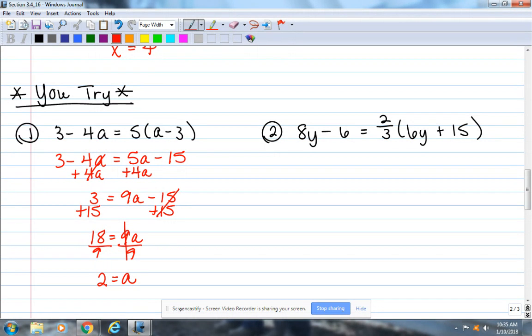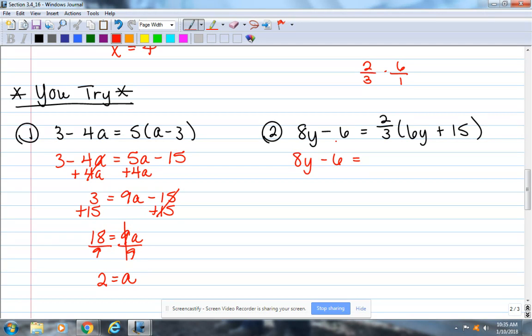All right. So what do we have to do first on number 2? Distribute. So I'm going to keep my 8y minus 6. And I'm going to distribute 2/3. Now, technically, you can come over to the side and say 2/3 times 6 over 1. Correct? And so that would be 12 divided by 3, which is 4. So that would be 4y.